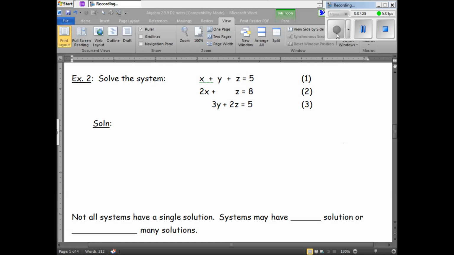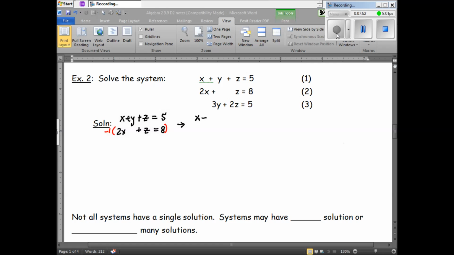Let's just begin. Okay, so let's say I pick the first two equations again like I did last time. And I say x plus y plus z equals 5 and 2x plus z equals 8. I can multiply that first equation or the second equation by, let's say, negative 1. Let's do this equation by negative 1.